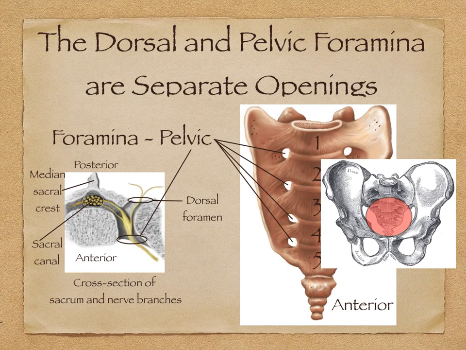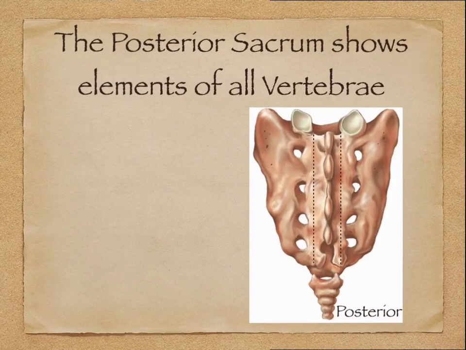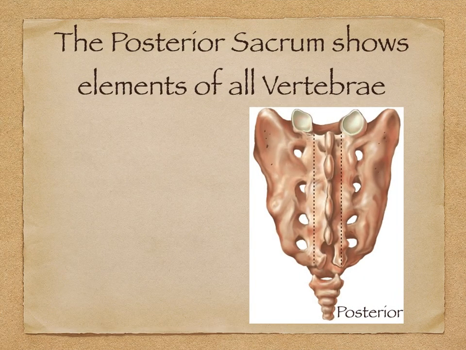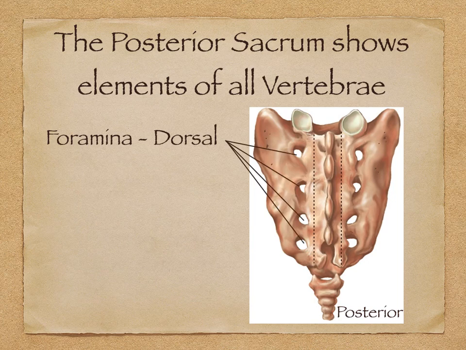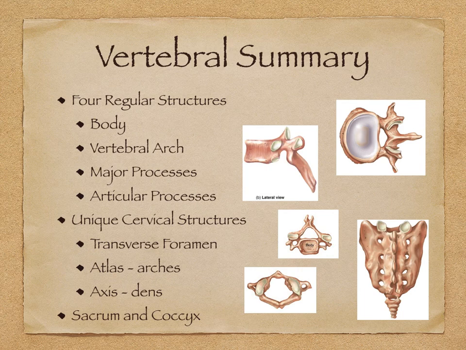Separate openings. So those are the features of the sacrum that you are to learn. You don't need to learn anything on the coccyx. So we have the pelvic foramen on one side, and we have the dorsal foramina on the other side. And so here is what this presentation has been about: cervical vertebra, with its two special ones, atlas and axis, thoracic vertebra, lumbar vertebra, and the sacrum and the coccyx.